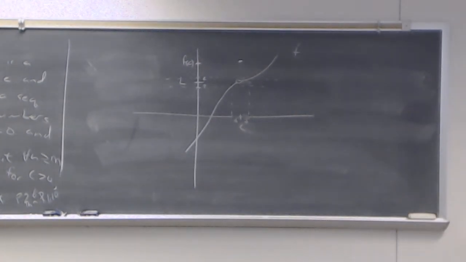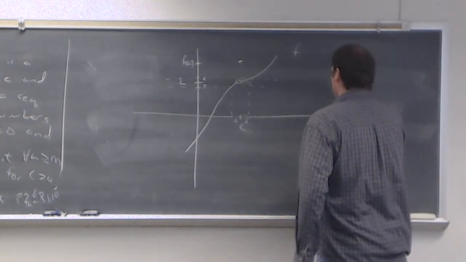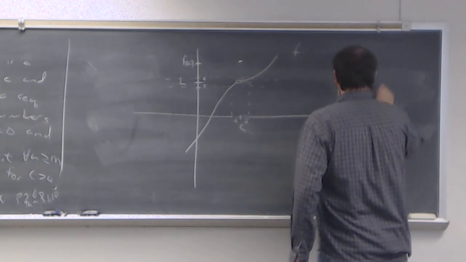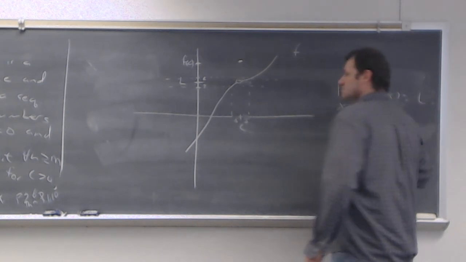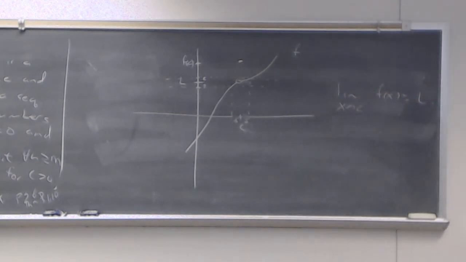right at C. f of C is not in that band, but we don't care what happens at C when we're talking about a limit. Here, the limit as x goes to C of f of x equals L. Is that okay? That's the idea. That's the pictorial representation of what we did.